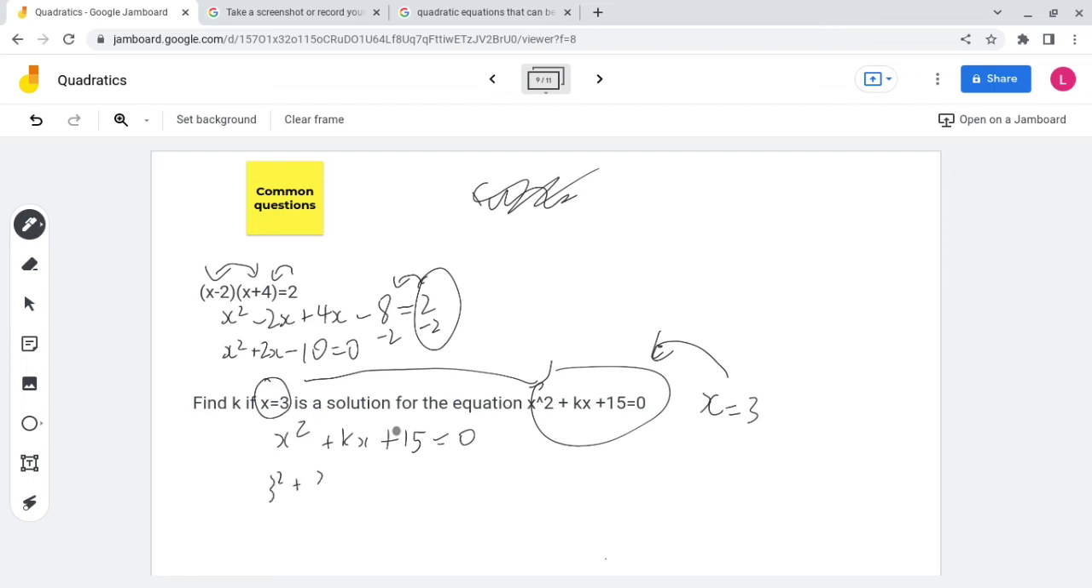So 3 squared plus 3k plus 15 equals 0. And from there, you can realize that 9 plus 15 plus 3k equals 0. Hence, 3k equals negative 9 minus 15, which will be negative 24. So k equals negative 8.